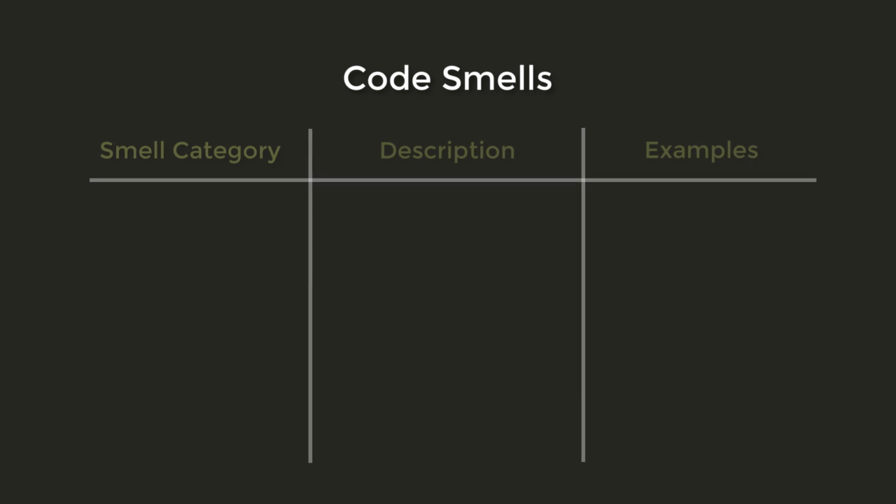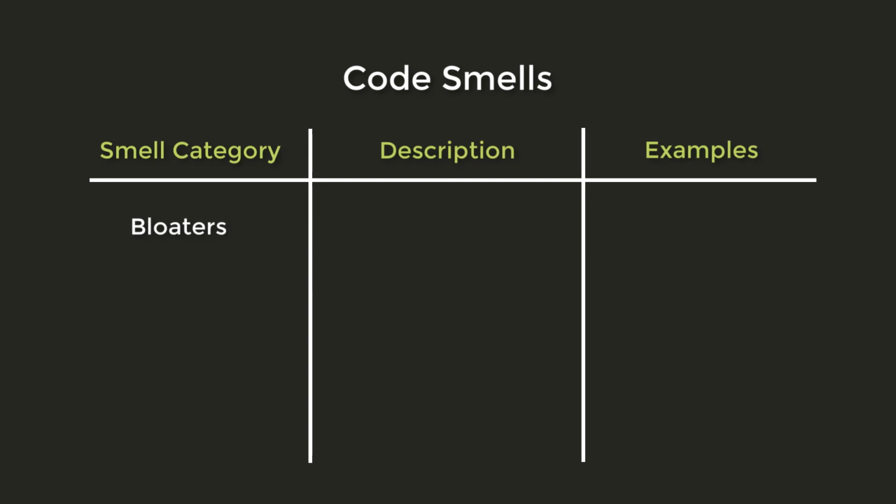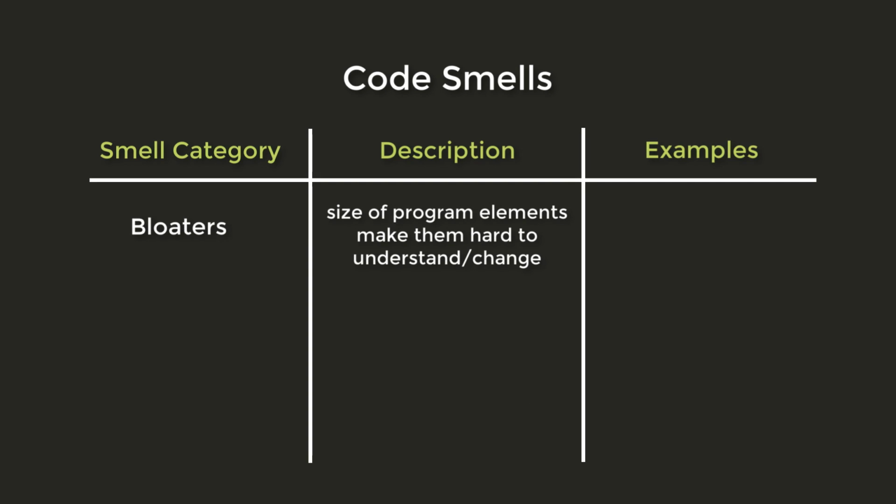The first is bloaters. These encompass smells whereby the size of the program elements make them harder to understand or change. Really long methods, large classes, and methods that have long parameter lists are all examples of bloaters, right? Because when you have a method that is 100 lines long or a several hundred line long class, it becomes hard to just take a look at that class or method and really understand concretely what it's doing.